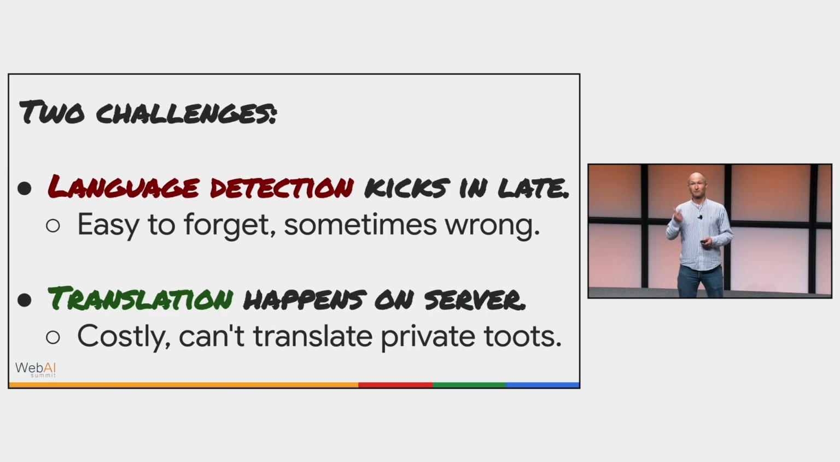So let's recap the two challenges that we have. First, language detection exists, but kicks in kind of late, and the UI change is relatively subtle. And so many toots end up being mislabeled with the wrong language. And second, translation happens on the server, which can become really expensive, and which also means you can't really translate private toots, like DMs, without sending the data off to a remote server.